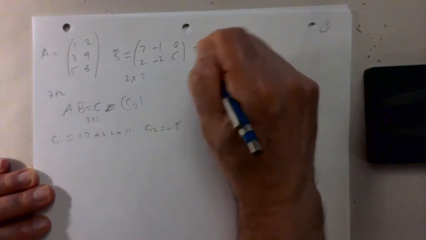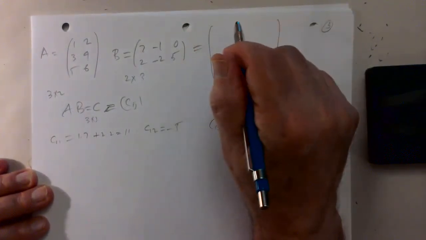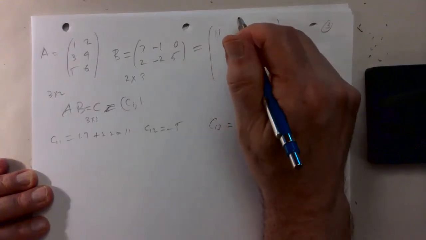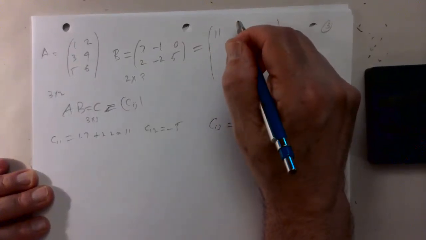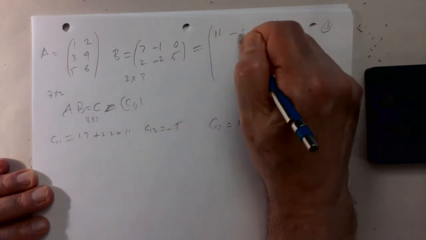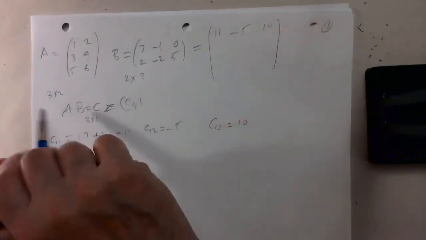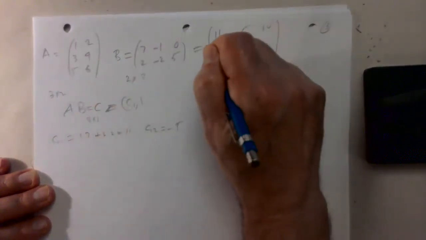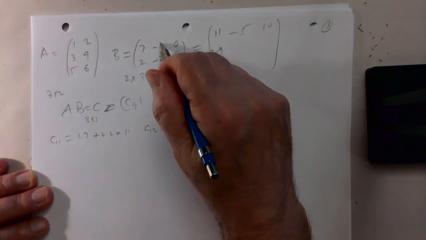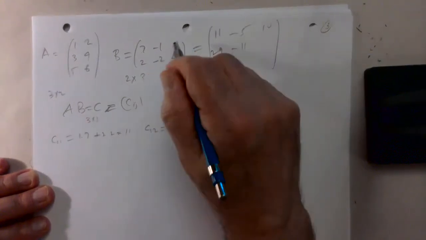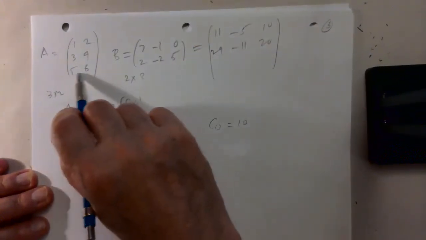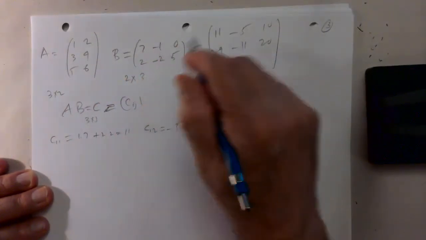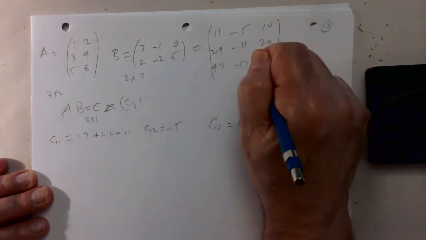So in this 3 by 3 matrix, the first row is 11, minus 5, 10. Second row, you take the second row times the first column, 21 plus 8 is 29. Minus 3 minus 8 is minus 11, and 20. Third row, first column, 35 and 12 is 47. Minus 5 minus 12 is minus 17, 30.